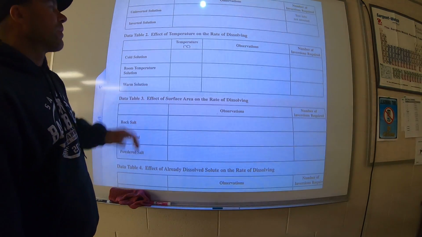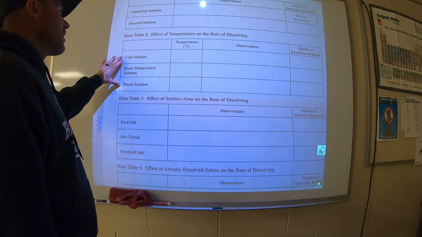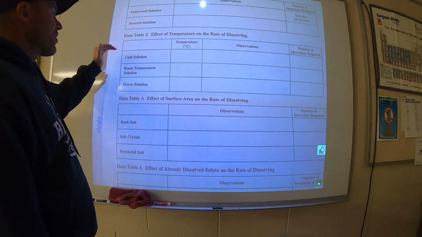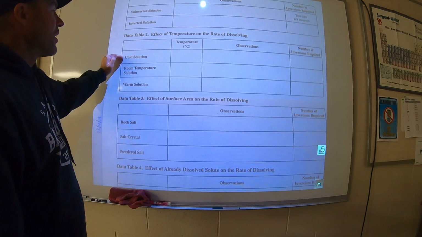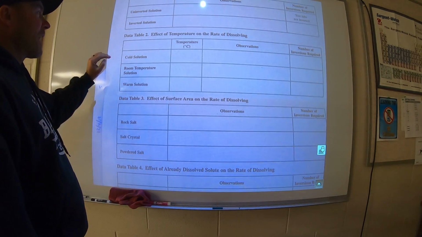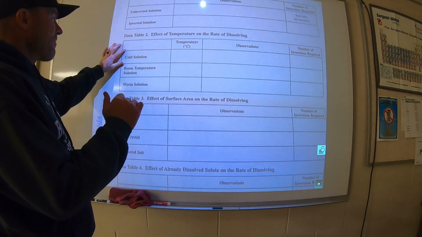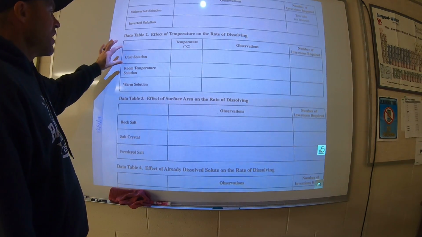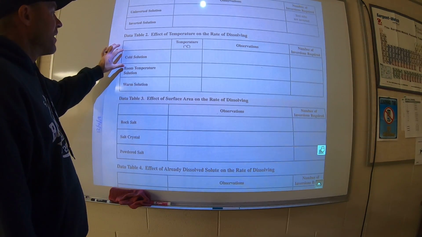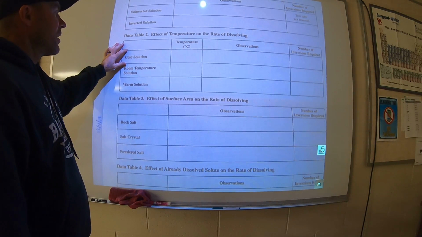The effect of temperature on the rate of dissolving. This is like changing the numbers of seats in a theater. Most solids have a lower solubility in cold water than they do in warm water. And so this would be like, if you have a cold solution, we'll just say a 100-seat theater, and you've got 90 people that are going to fill those 100 seats.